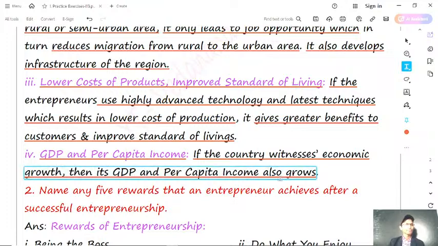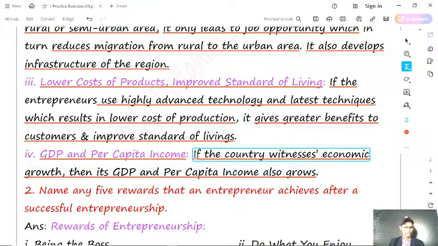Generally, what happens if any unit is set up in a particular area? First of all, it gives a great contribution to a particular country by giving economic growth. In economic growth, it improves the per capita income of the particular person. If it increases, then GDP would increase. If the GDP increases, the economic growth of that country would increase.